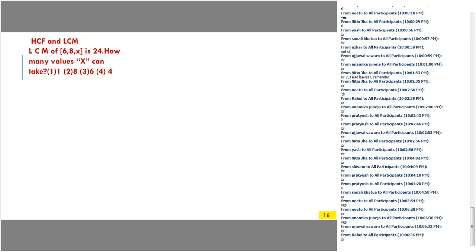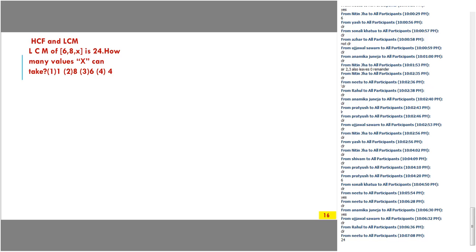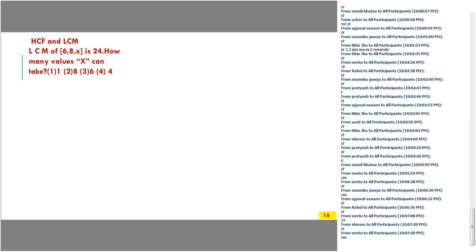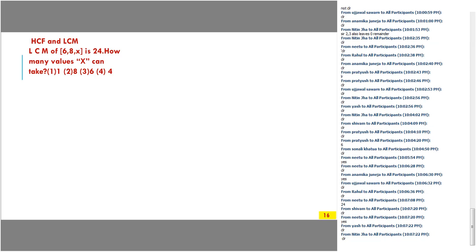What's the LCM of 6 and 8? So x can be factors of 24 or not? How many are clear that x can be factors of 24? How many clear with this? How many not clear? So it can take 8 values.